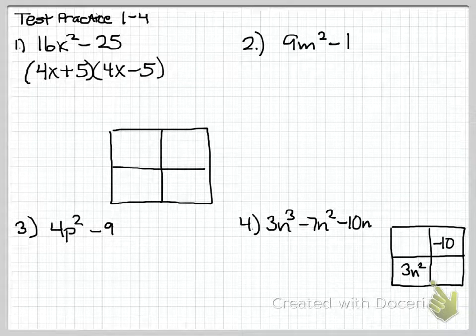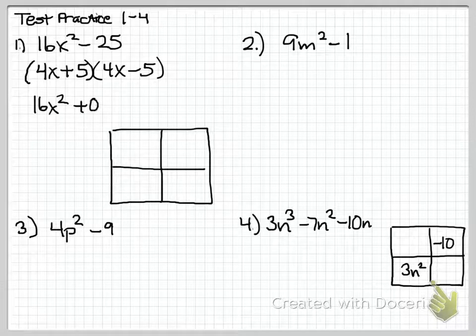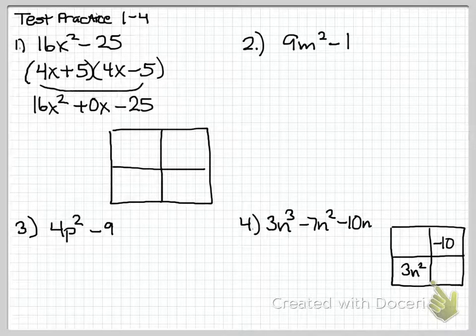Why is that? If you take a look at 16x squared minus 25 and expand it out, what's special about it is that there's no middle term, and that means all of these factors have to cancel out because there's no middle term and it all adds up to 0.